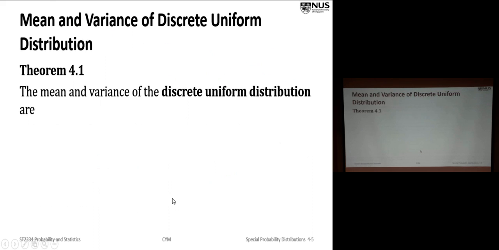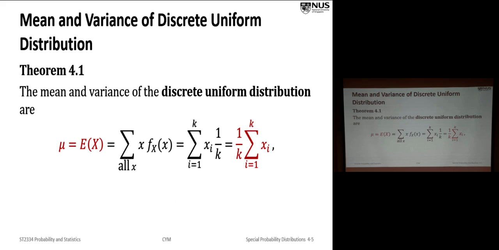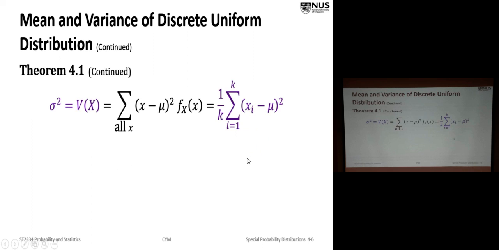Okay, so now we are going to do all this. For every distribution, you have to work out these two numbers or have some idea. The first one is the expectation of x. The second one is the variance of x. For this, mu is just the average of all the x values. You sum up all the xi and then divide by k. The second one is the variance. The variance is each xi minus mu, squared, and then take the average.